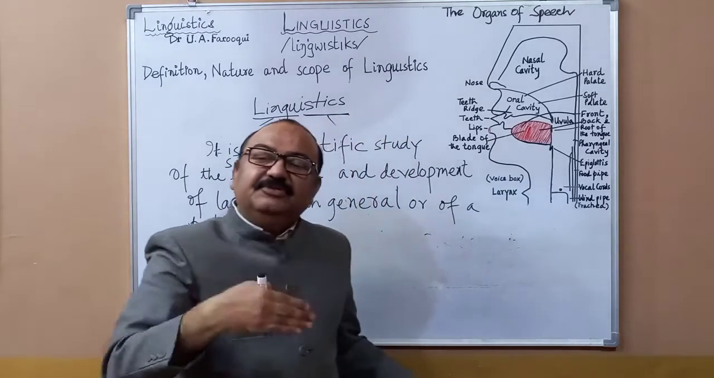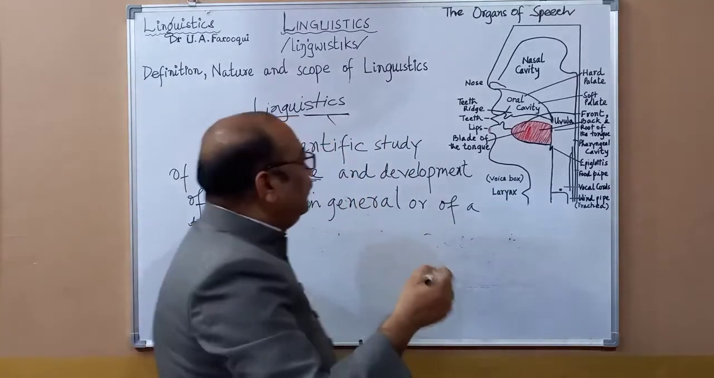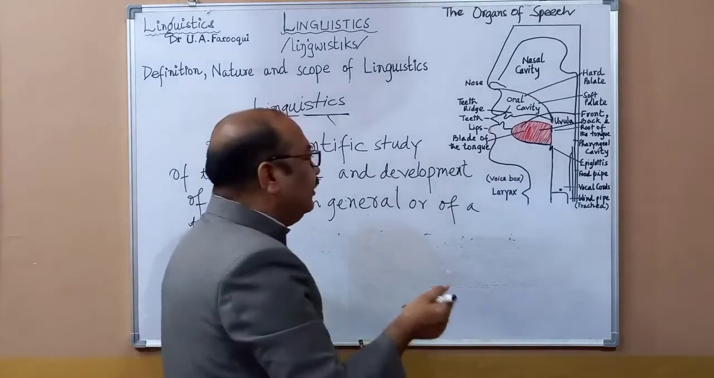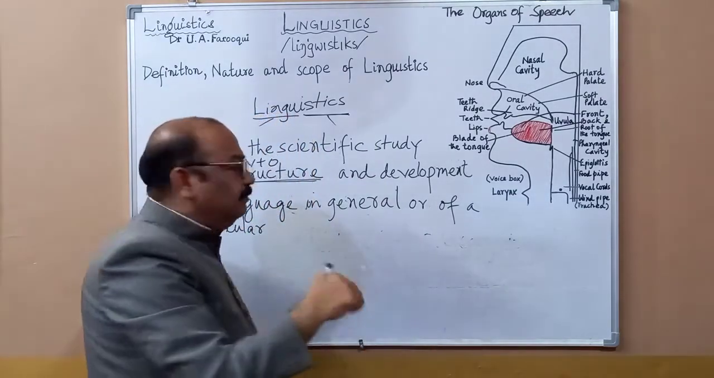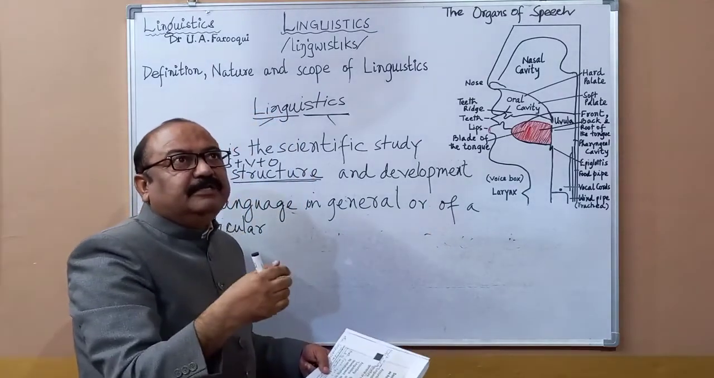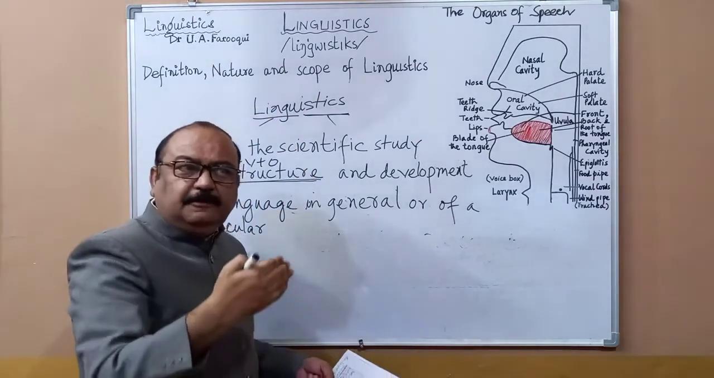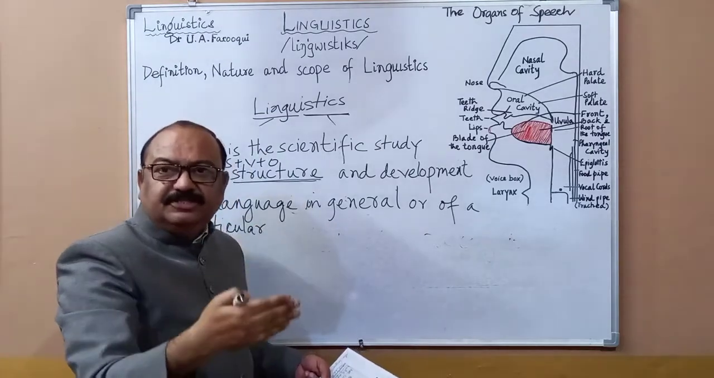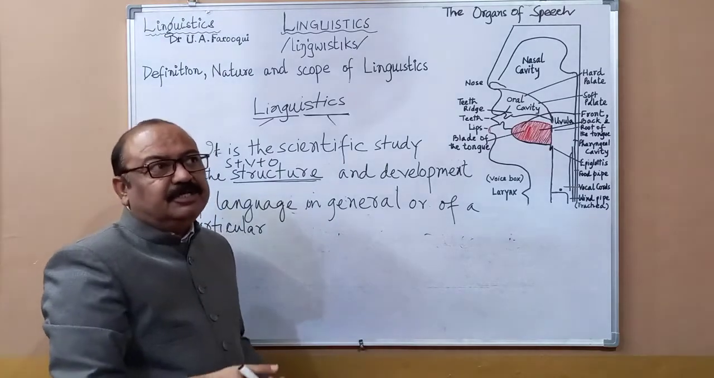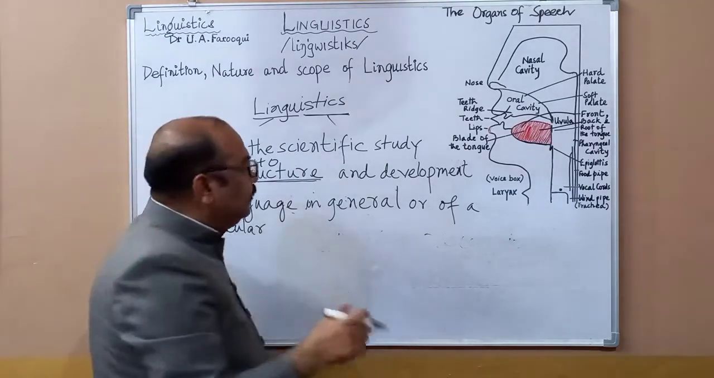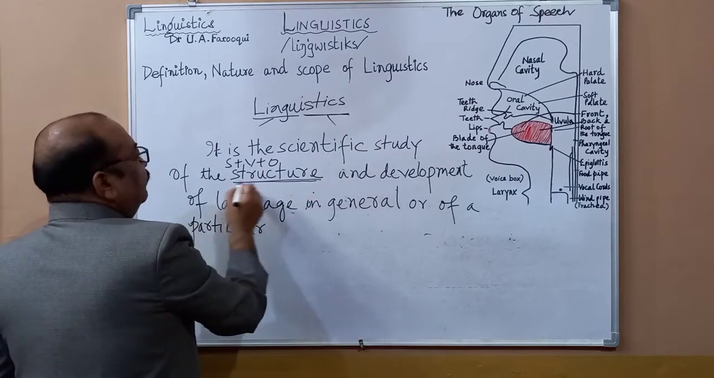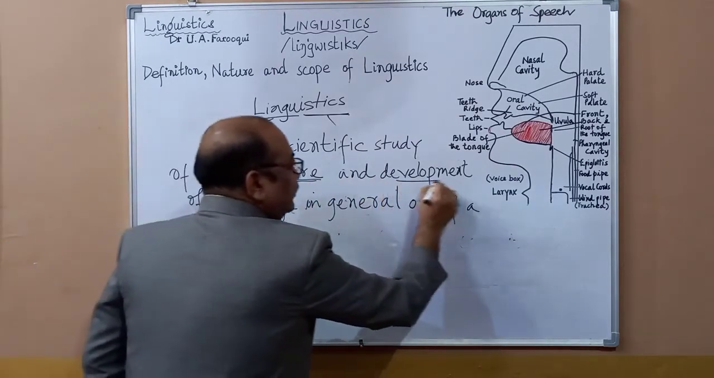So language is continually growing, especially as far as nouns are concerned. Verbs remain the same, because seldom do we see an increase in the number of verbs. Verbs remain the same, whereas the lexical items, I'm talking about nouns and so on, keep growing. So it is the scientific study of the structure and development.